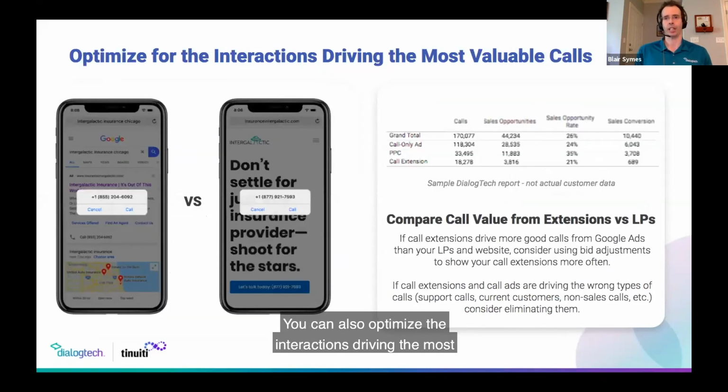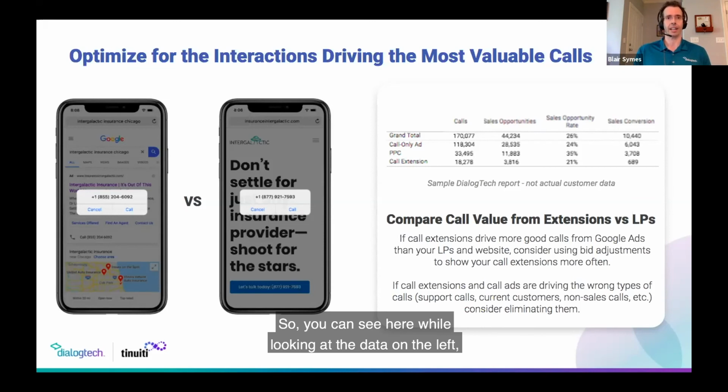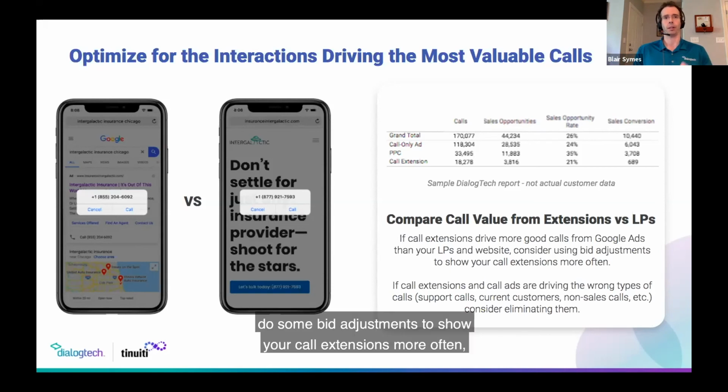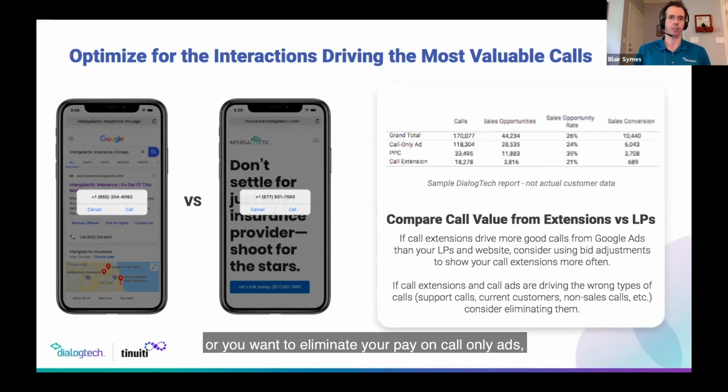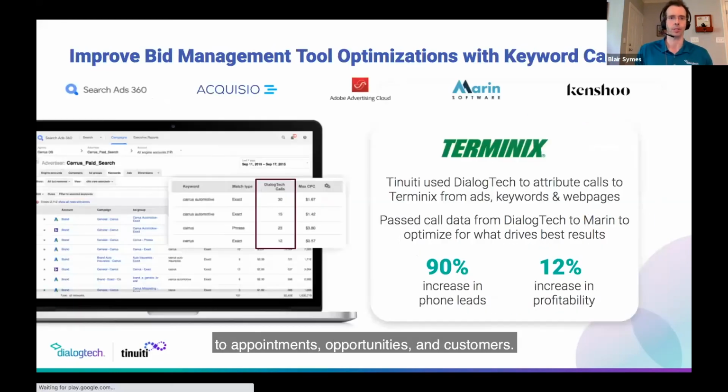You can also optimize for the interactions driving the most valuable calls. So calls are driven, from paid search at least, from call extensions, from call-only ads, which are now called call ads, or from people who go onto your web page and call. So you can see here by looking at the data on the left, look at your campaigns, look at what interactions are driving calls and valuable calls, and then make decisions whether you want to do some bid adjustments to show your call extensions more often, whether you want to eliminate your call-only ads, or you just want to have people go to your web pages first because that's what drives the highest volume of calls that convert to appointments, opportunities, and customers.